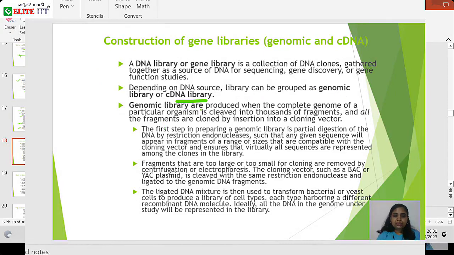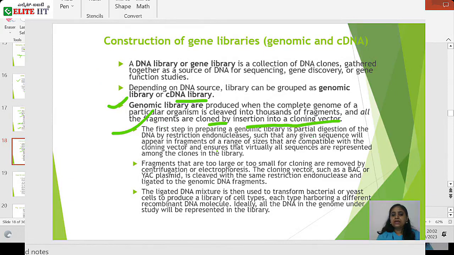Now, genomic libraries are produced when the complete genome of a particular organism is clipped into thousands of fragments, and all the fragments are cloned by insertion into a cloning vector. Several times they are telling this. Now, the first step is you have to do the digestion by restriction endonuclease.